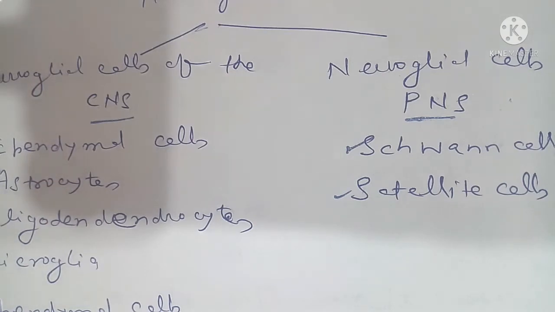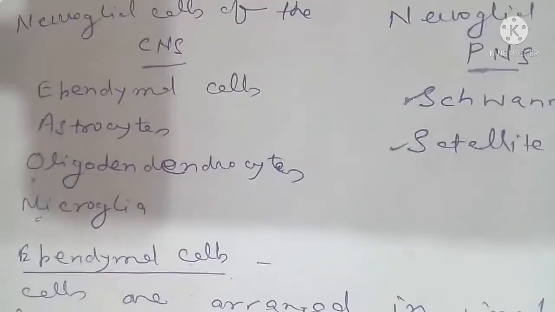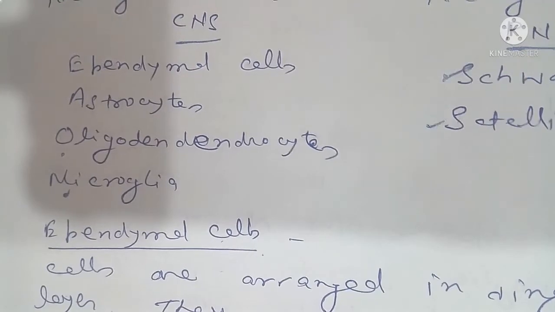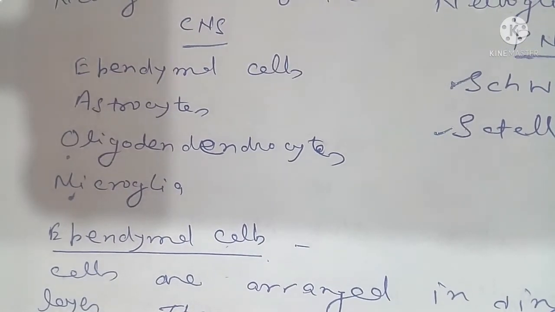If we look at the structure of the neuron, the neuron has myelination in the area of the axon, and the oligodendrocytes and the Schwann cells form the myelin sheath. Oligodendrocytes form the myelin sheath in the central nervous system, and the Schwann cells form the myelin sheath in the peripheral nervous system. Now I will discuss the different neuroglia cells of the central nervous system.